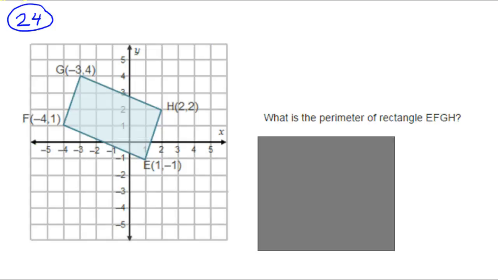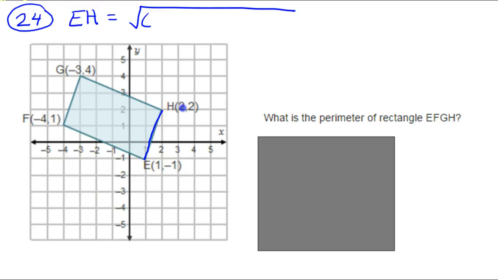Okay, we need to find the perimeter of this rectangle. Well, you know that the perimeter is the length of all the sides added up. So we need to find the length of all the sides. Luckily, we know it's a rectangle, so the opposite sides are equal in length. So really, we only have to do 2 distances. Okay, so let's go ahead and find the length of side EH, for example. Alright, and we will just use the distance formula to do that.